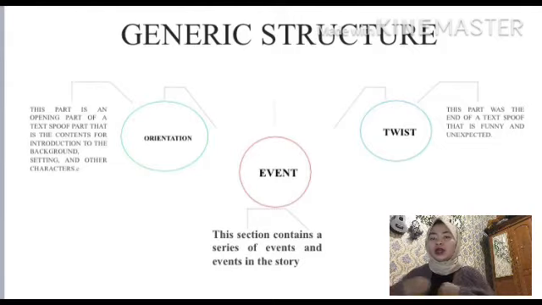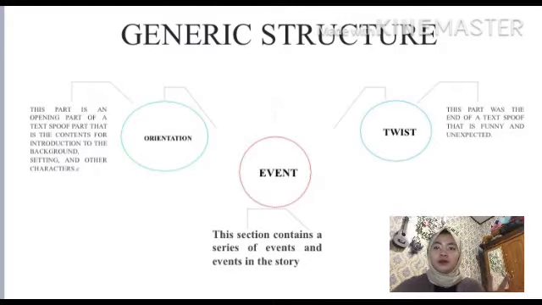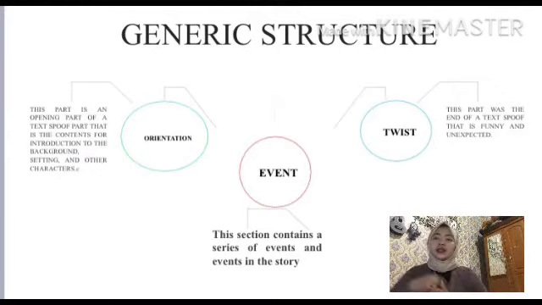So before we write a spoof text or make a story, we must first understand orientation. The second step is events. This section contains a series of events in the story. This is a very important step before you write a spoof text.